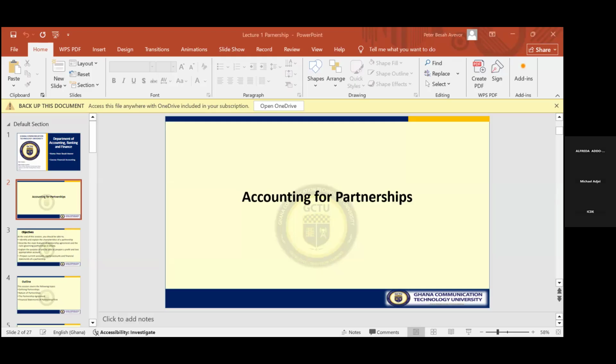Okay, Alfreda. Sir, partnership is where two or more parties agree to co-own or operate a business together, whereby each party contributes capital, skills, resources, or labor. Good. Thank you. That's very good.